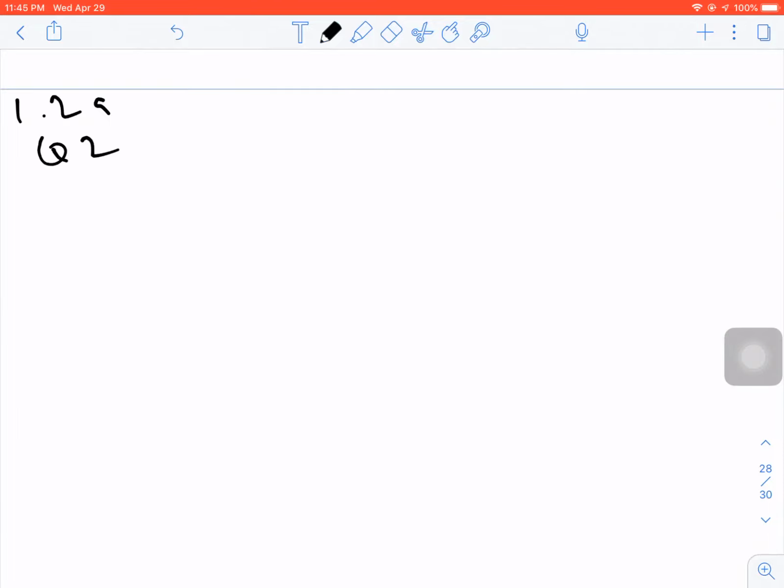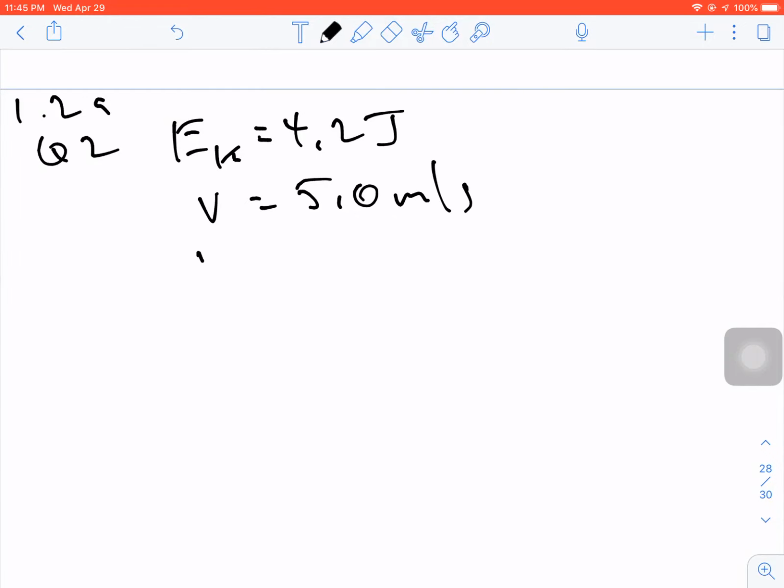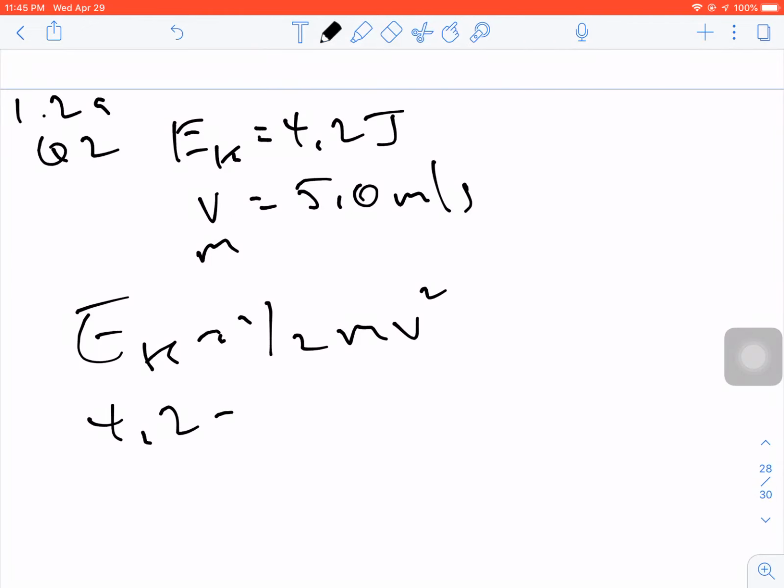It says a dynamics cart has a kinetic energy of 4.2 joules. There's my kinetic energy. It has a speed of 5 meters per second moving across the floor. And what is its mass? Very simply, I'm going to take my formula, substitute my given information in, and solve for m. I'm going to get an m value of 0.34 kilograms.